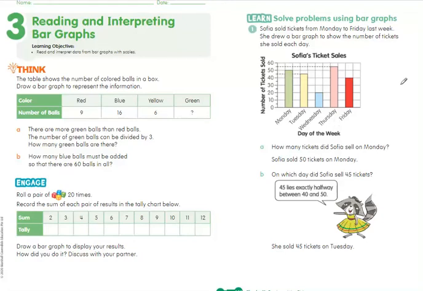So, how many tickets did Sophia sell on Monday? So if I go to Monday, I go up to the top and it stops at 50. So she sold 50 tickets. So Sophia sold 50 tickets on Monday.